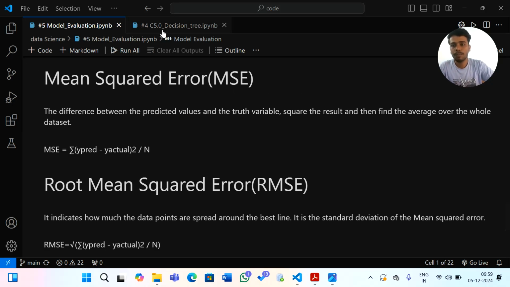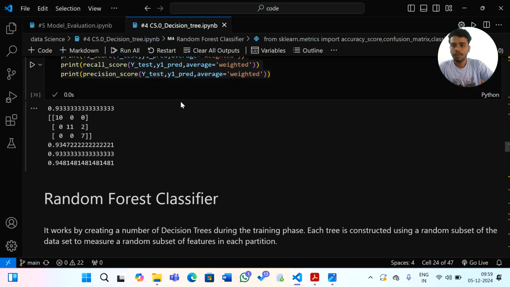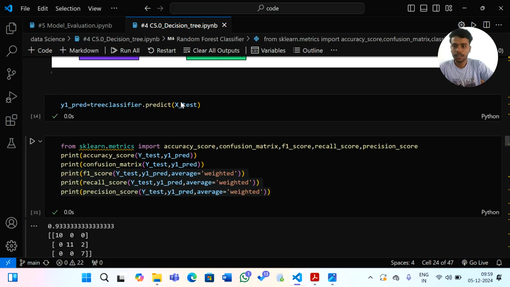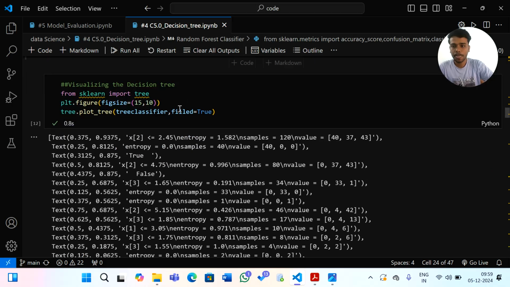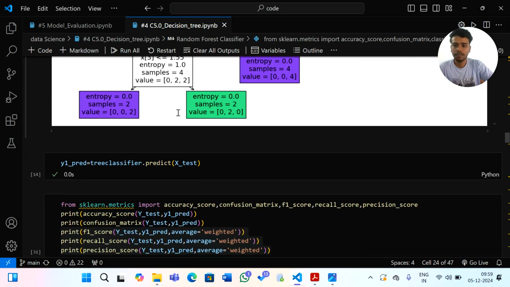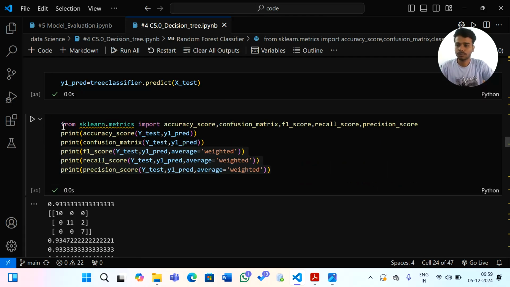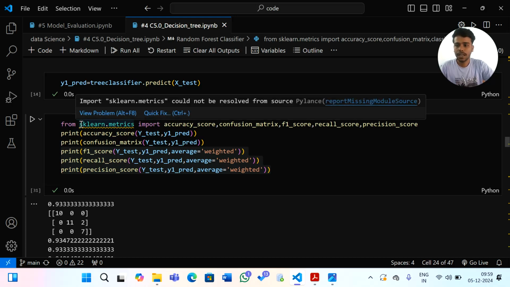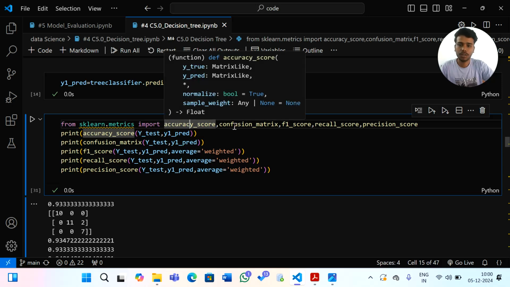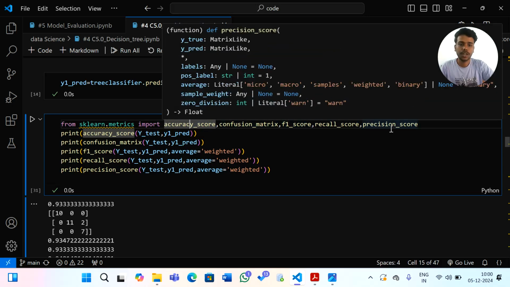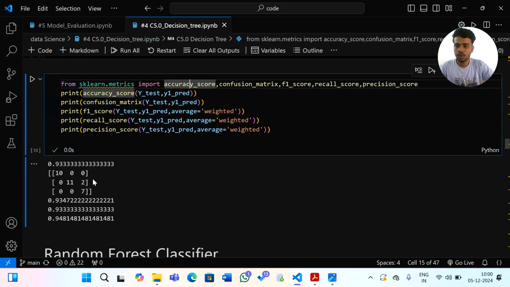So let's get some practical knowledge of it. We will be comparing some metrics for the C5.0 decision tree and random forest, which we created in our previous video. For calculating this in Python, we are importing from sklearn.metrics: accuracy score, confusion matrix, F1 score, recall score, and precision score. So here is the output.